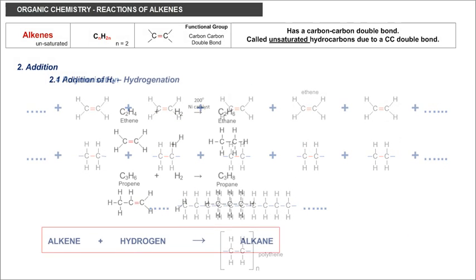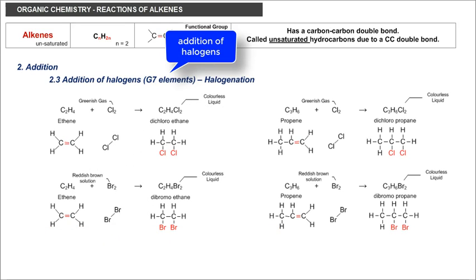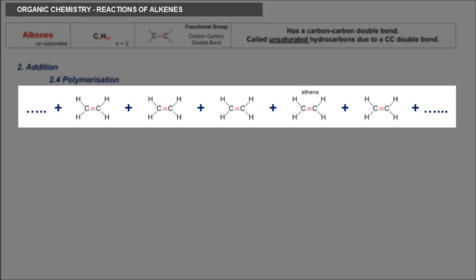The next addition reaction is polymerization. So far, we have seen hydrogen being added to alkenes, water being added to alkenes, halogens being added to alkenes, and now, is it possible for alkenes being added to alkenes? Yes, and that's polymerization, where the alkene molecules add themselves. Consider 5 of many ethene molecules.